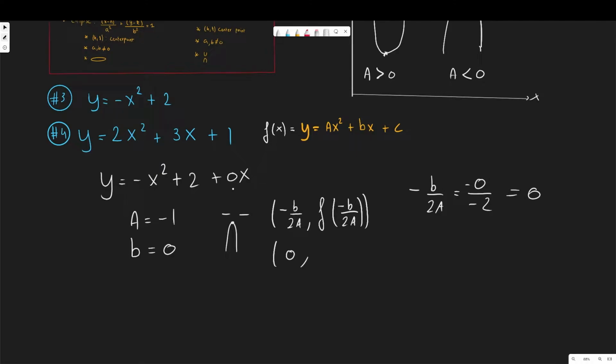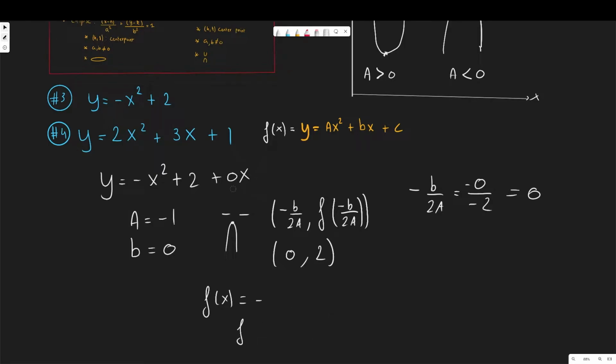And for our y coordinate, we just have to fill in our x coordinate in our function. So our function is negative x squared plus 2, so if we fill in 0 in our function, we will get negative 0 squared plus 2. This will become 0, and we're just left with 2 for our y coordinate. So the highest point of our parabola will be 0 for our x coordinate and 2 for our y coordinate.